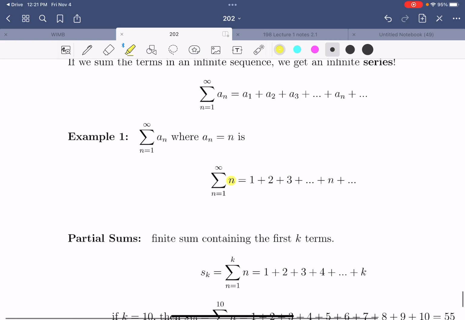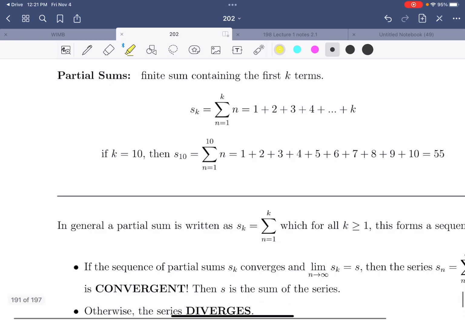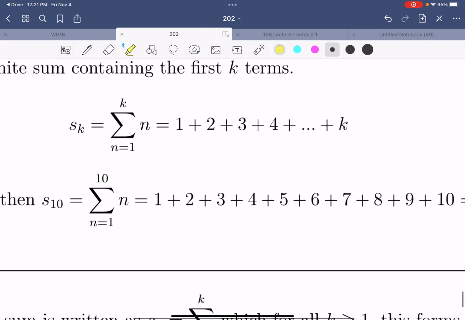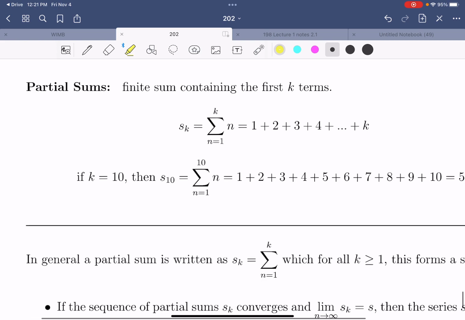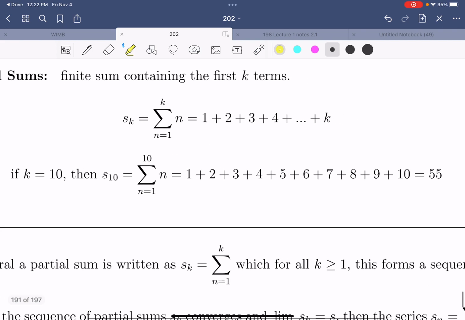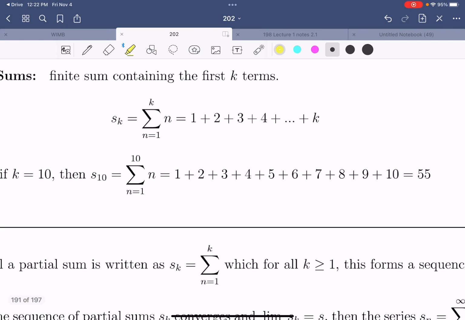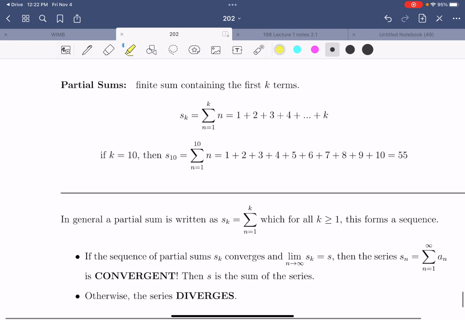Now, partial sums are when I stop at a certain value. We're going to call that number k. So my partial sum is going to go from n equals 1 to k of n. We start at 1, count up all the numbers, and stop at k. If k equals 10, that means I'm adding up the first 10 terms, so 1 plus 2 all the way to 10. That gives me 55 in this particular case. So a partial sum just means I'm going to stop at a particular term and add them all up.